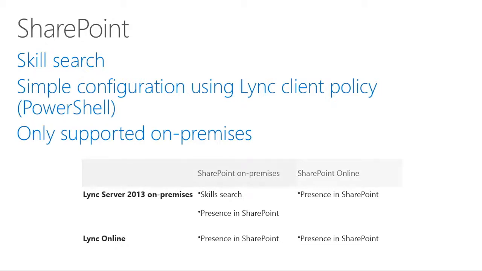And it's pretty simple to configure with a Lync client policy with a URL. This is something that, if it was configured more, would really get across the value points in more detail. The other thing with this is it's only supported on-premises. So if there's Lync Online or SharePoint Online, this feature is unavailable.